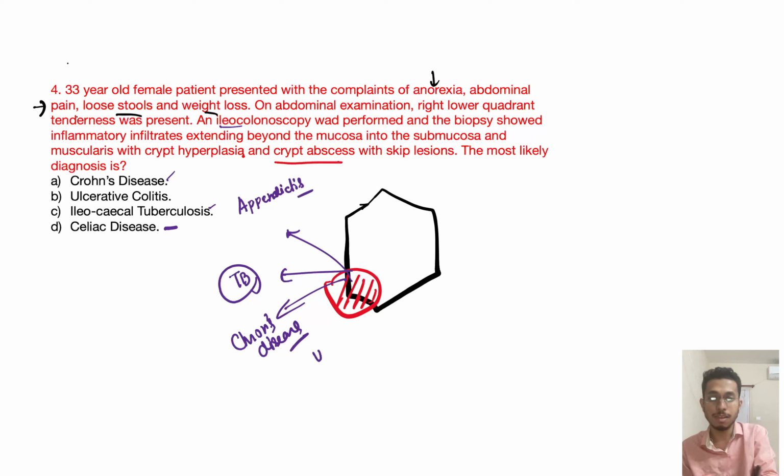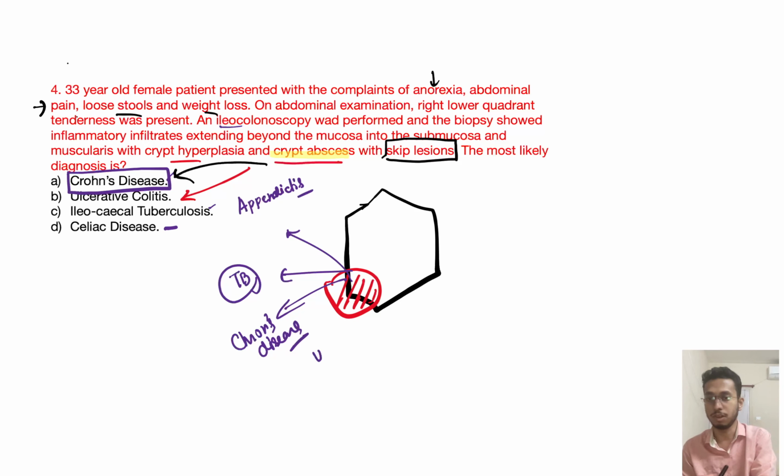Now, crypt abscess is a pathognomonic feature of ulcerative colitis, alright, but it should always be kept in mind that crypt abscess can also be seen in Crohn's disease. What is not seen in ulcerative colitis is the part written just next to it, which is skip lesion. Skip lesion is very specific to Crohn's disease, not seen in ulcerative colitis. Therefore, the most likely diagnosis here is obviously Crohn's disease.